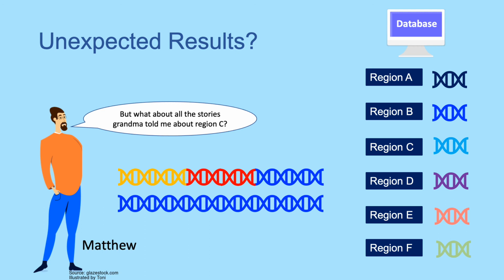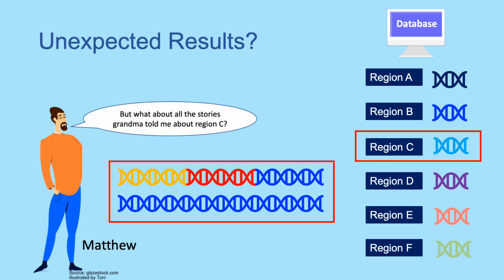Matthew was told that he has some ancestry from region C, but his very accurate ancestry results don't reflect that. Were the stories his grandmother told him as a child wrong? No. In Matthew's case, this is simply a case of recombination acting in a way where the segments from region C are no longer present in his genome. Later, his sister gets a DTC test done, and she does indeed have DNA from region C. Let's see what happened here.